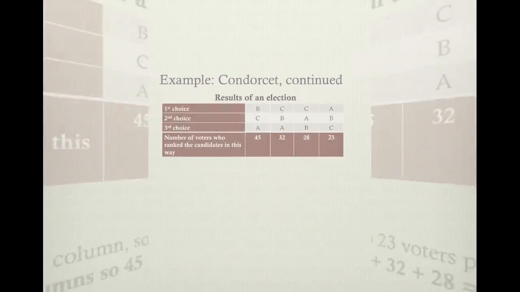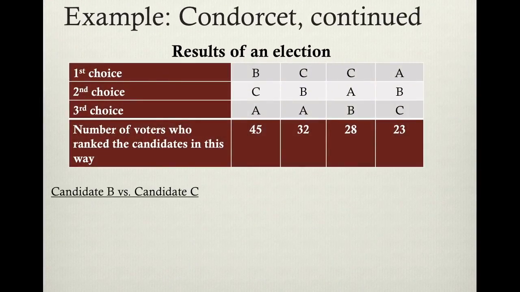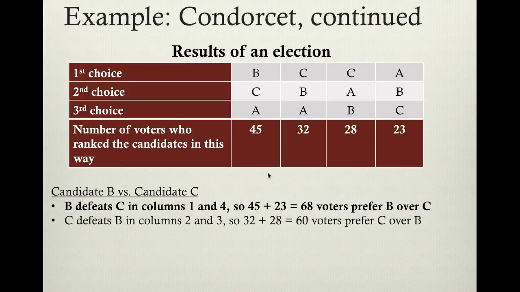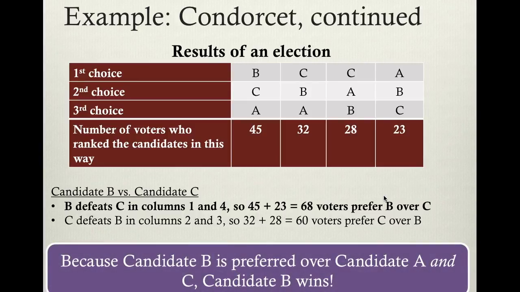So who is going to win, B versus C? Well, here, B wins, C wins, C wins, B wins. So let's count up their number of points. B defeats C in the first and the fourth column, so 45 and 23 votes go to B. C defeats B in the second and third, so 32 votes and 28 votes go to C. Unfortunately, that's not enough for C. B wins this head-to-head competition, and that's how Condorcet wins.